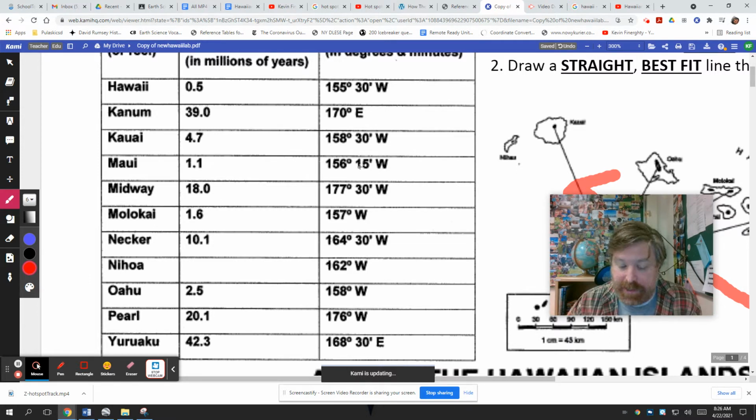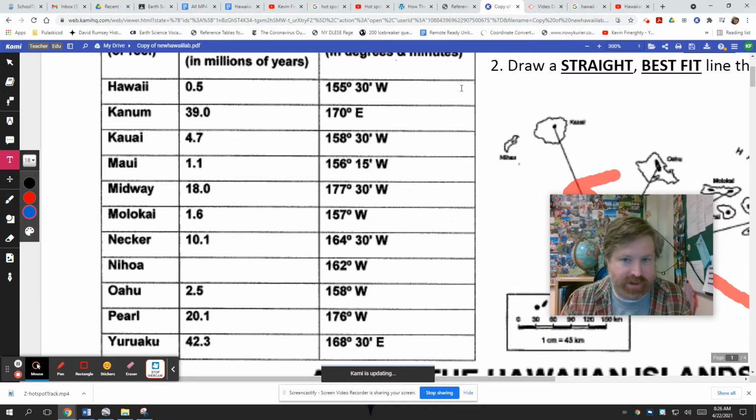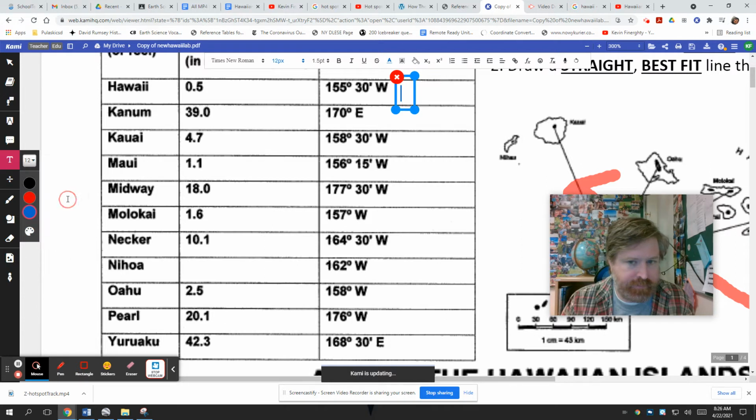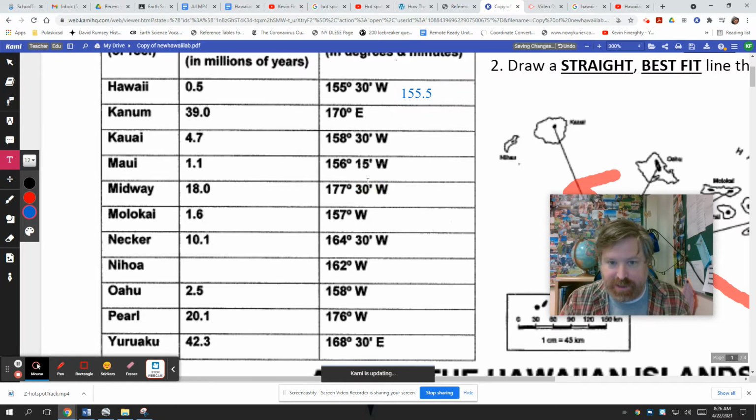The idea is that each degree is broken up into 60 minutes. So 155 degrees and 30 minutes is kind of the same thing as saying 155.5 degrees. In fact, I wish we could just do that in New York State. They still make us do this minutes and seconds deal. But whatever, we can figure it out.